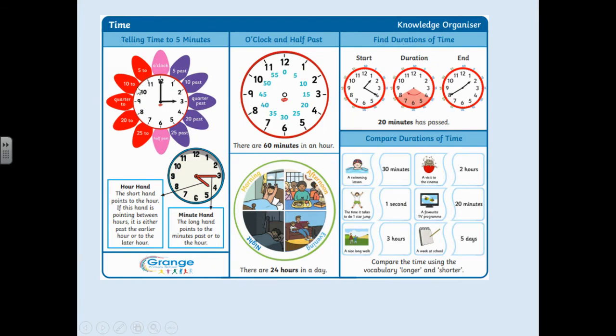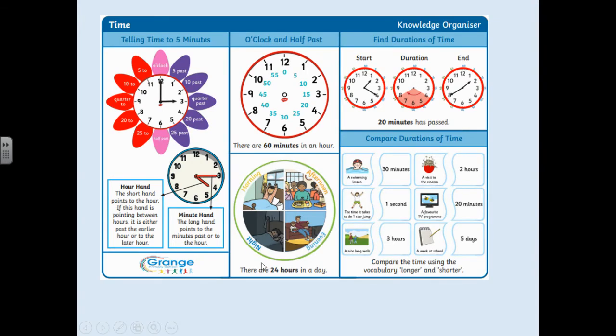So if we look at this clock here, the numbers from 1 all the way to 6 are minutes past the hour. Then the numbers 7 to 11 are minutes to the next hour. And when the minute hand goes on 12, it is o'clock. We had also looked at there are 60 minutes in 1 hour. So if we start from here, we are on 0, sorry, and then we count in 5s, then we go all the way to 12, which is 60 minutes.